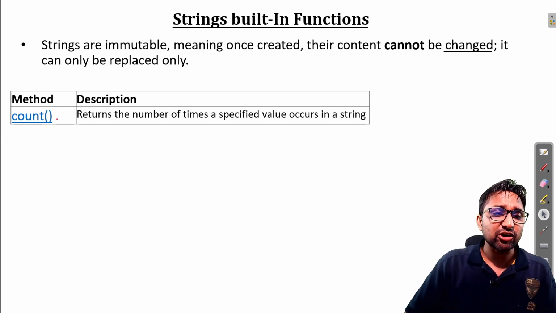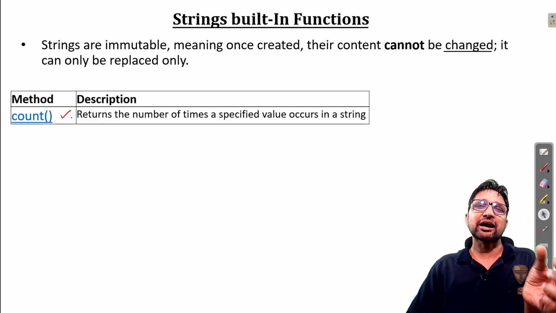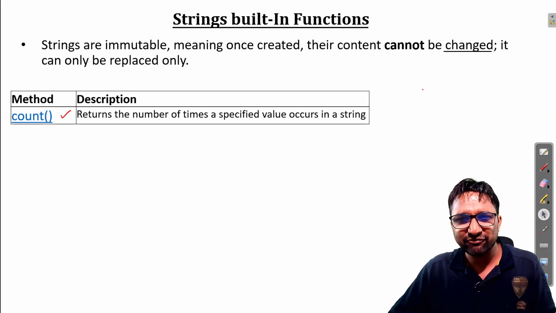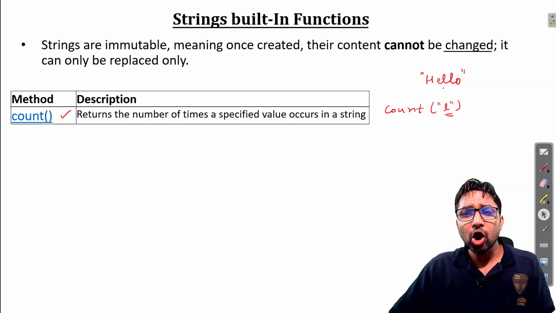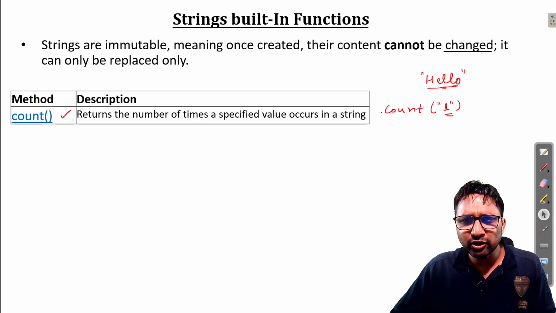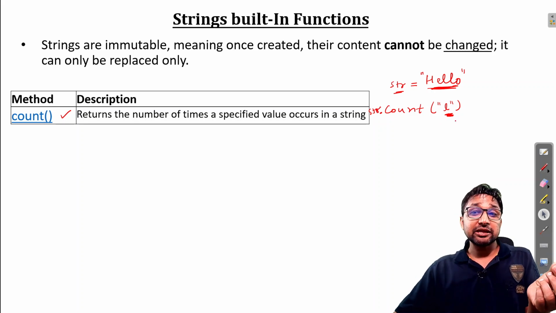The first popular function of a string is the count function, which counts how many times a specific value occurs in the string. For example, I'm writing hello. This is the string we have. So I can write count L, where I'm counting how many times L occurs in my string. I need to write str.count. This variable str is storing the hello string, and str.count will return how many times L occurs. L occurs 2 times. This counts how many times a value occurs in the string.